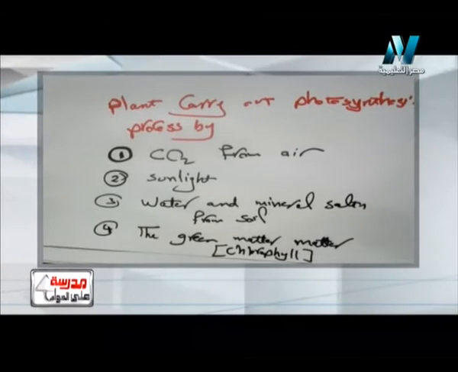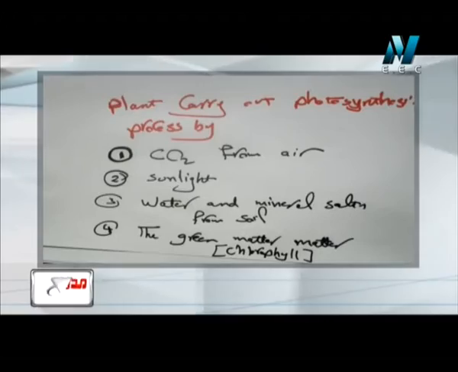So again, the plant carries out the photosynthesis process with the help of 4 raw materials, which are carbon dioxide from air, water and mineral salts from the soil, sunlight, and also the green matter which is found in the plant itself, in the green plastid or the chloroplast, which we studied in primary 4 in the plant cell structure.